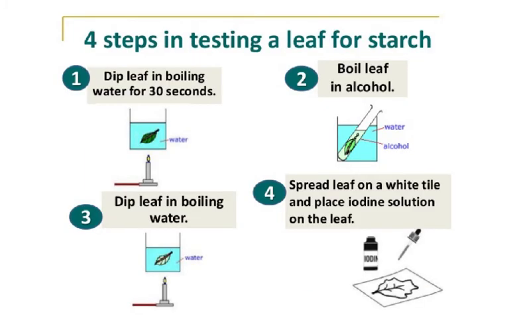Then we have the 4 steps in testing a leaf for starch. You dip the leaf in boiling water for 30 seconds. Then you boil the leaf in alcohol. And you dip the leaf in boiling water. And then, of course, this boiling water is not necessary. It could just be water. And then you spread the leaf on a white tile and place the iodine solution on the leaf. Now, this is just the 4 steps in testing a leaf for starch.